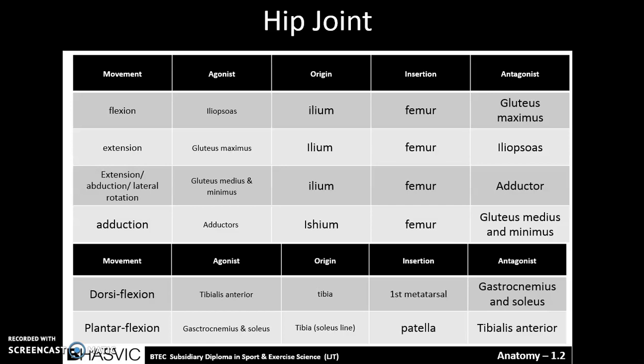The tibialis anterior is the muscle in the shin. It helps with dorsiflexion, which involves pointing your toes upwards. It originates in the tibia and it inserts at the first metatarsal. Its antagonist muscle is the gastrocnemius and soleus. Gastrocnemius and soleus help with plantar flexion, which is pointing your toes. This is found at the back part of the lower leg. It inserts at the patella and it originates at the tibia.